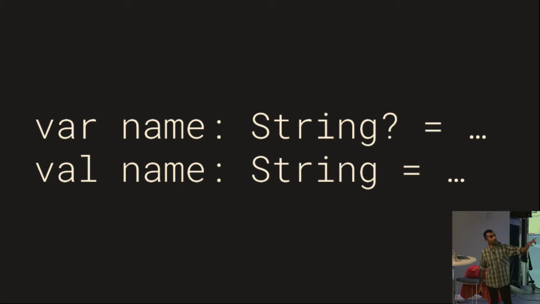Here, the compiler will give you an error if, for example, you did val name: String equals null. It will just say, well, null is not a string. Null is an optional string. So you could say var name: String? equals null, and that's fine. But you can't assign null to this one.